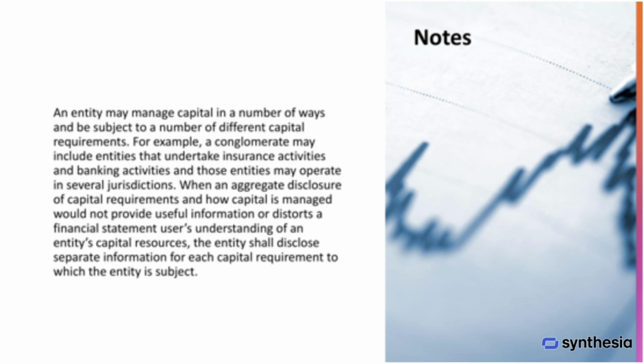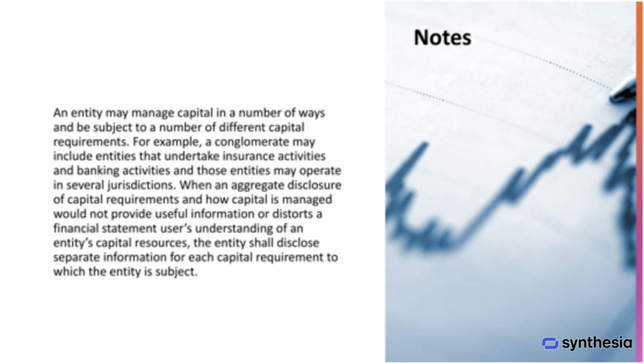An entity may manage capital in various ways and be subject to different capital requirements. For instance, a conglomerate may include entities engaged in insurance and banking activities across multiple jurisdictions. If an aggregate disclosure of capital requirements and capital management would not offer useful information or could distort a financial statement user's understanding of the entity's capital resources, the entity is required to disclose separate information for each capital requirement it is subject to.